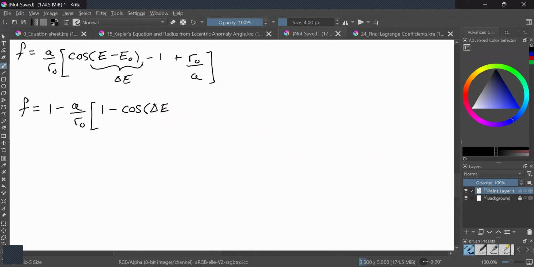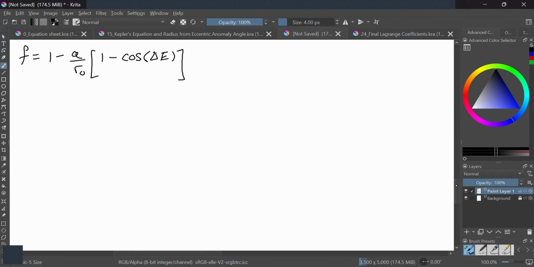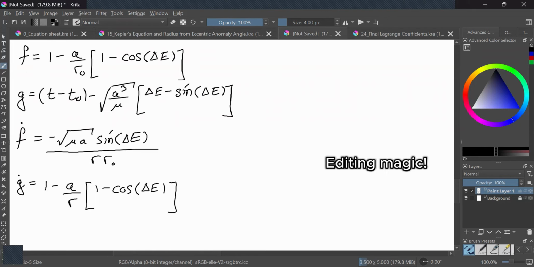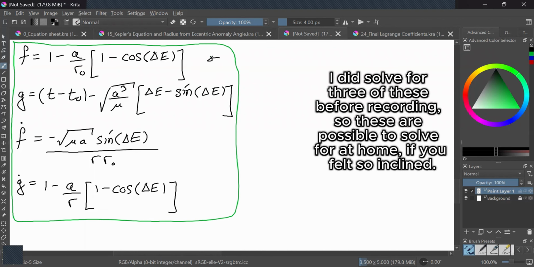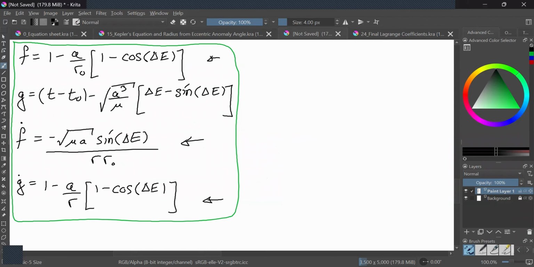To save some time, I'm going to go ahead and give you the other 3 Lagrange coefficients. So these are our equation sets. We solved for this one. This one is pretty straightforward when you get to it. It's going to be literally the exact same process as what we have already solved for.